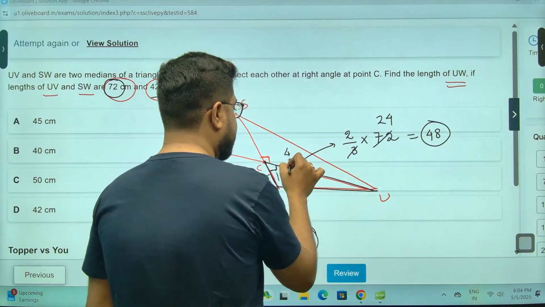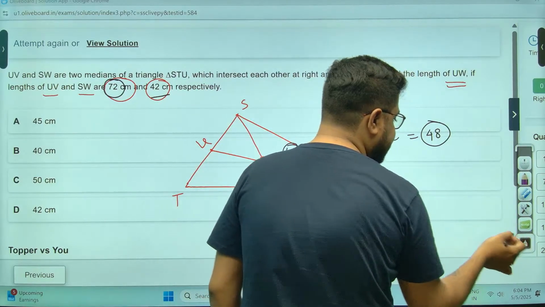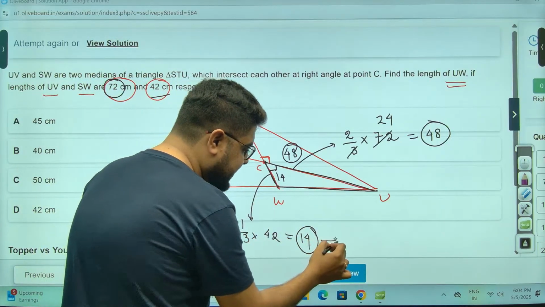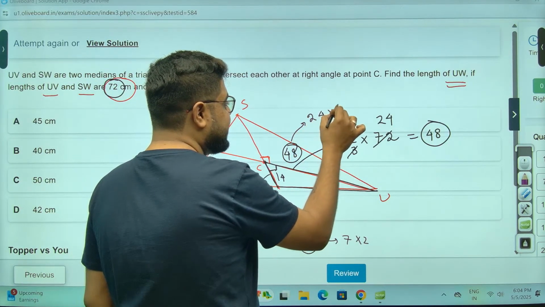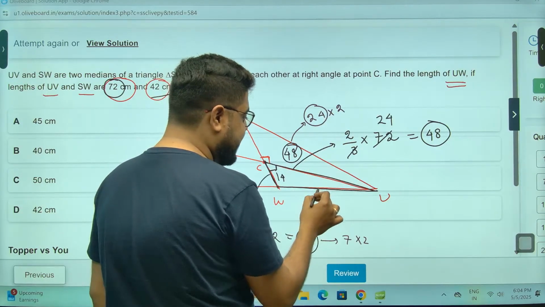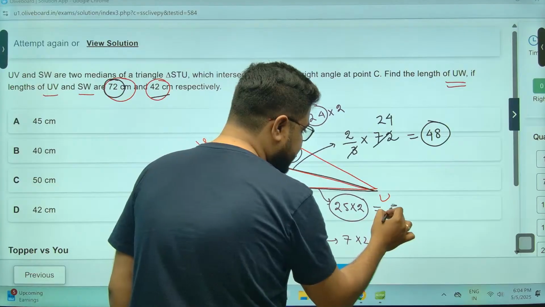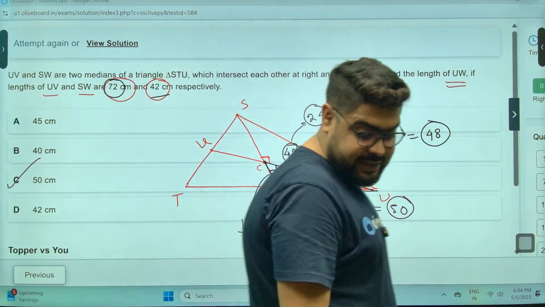Sir, if you have prepared well, you will say, sir, this is also a Pythagorean triplet. This is 7 into 2, this is 24 into 2. 7 and 24, the other one is 25, so it will also be into 2. So the answer will be 50. Pythagorean triplet, option C, 50 is the answer.